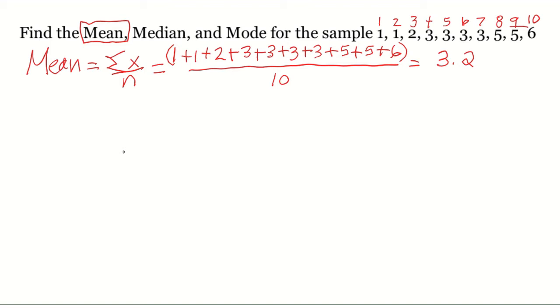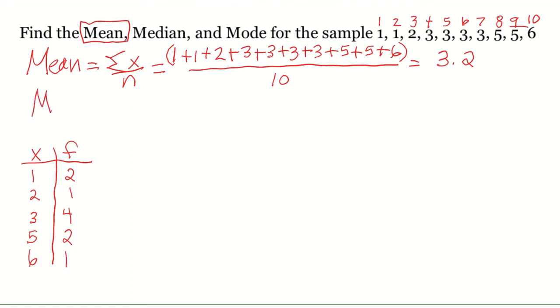The other way that you can solve for this is by using a frequency table. With that, we write down the values that we have. So we've got 1, 2, 3, 5, and 6. And then we're going to write down the frequency. The frequency just means how many times this number appears, or how often this number repeats. So we've got 2 1s, 1 2, 4 3s, 2 5s, and 1 6.